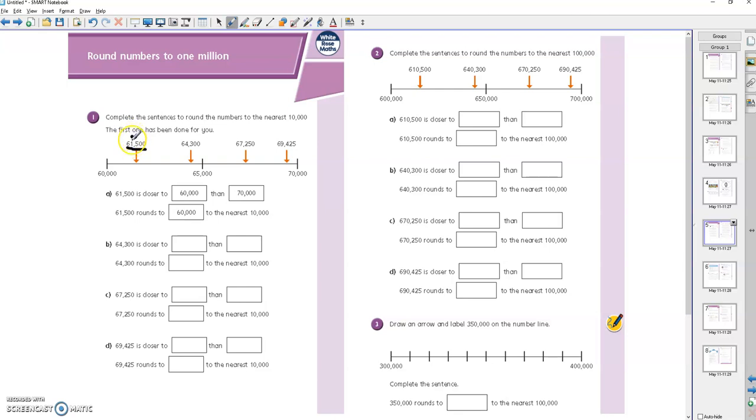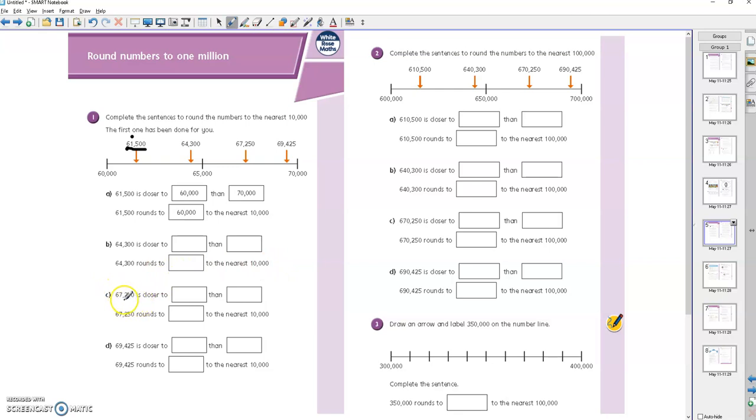So we look at number 1 and say, is it 5 or more? Let it soar. So we'd round that up to 7. Or if it's 4 or less, we let it rest, which means we keep it the same. So it's a 1, which is 4 or less. So we let it rest on the 6 that is already on. Okay. And then here we've got 64,300. So you've just got to fill in the blanks. It's closer to something than it is to something else. So it rounds to something to the nearest 10,000.